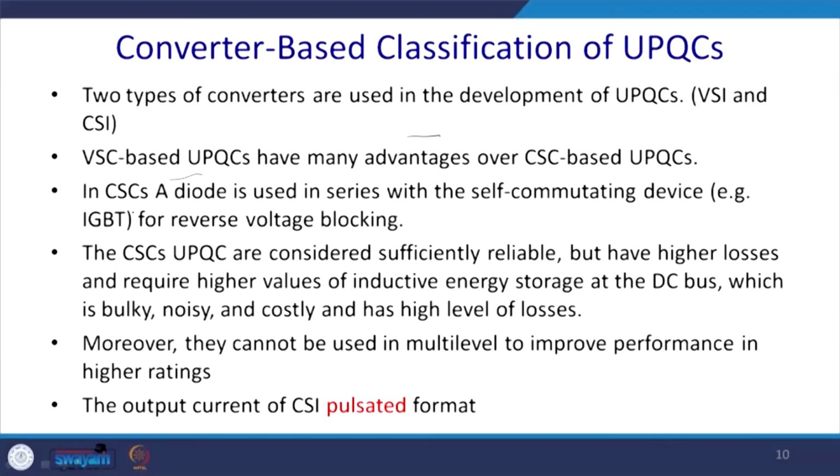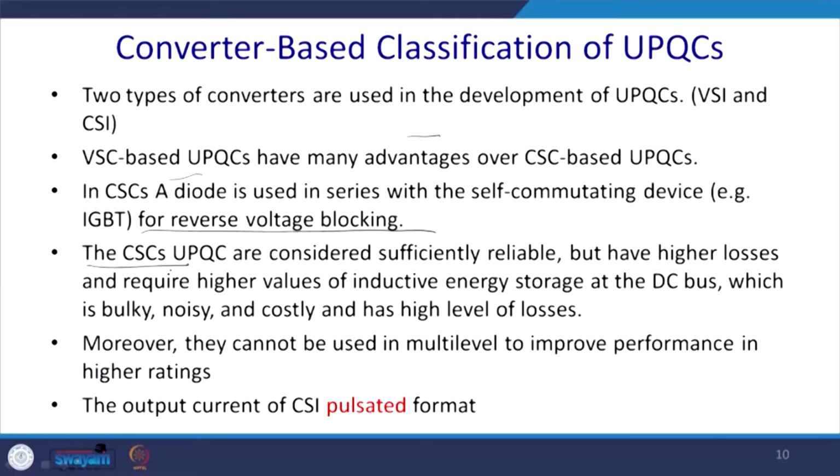In the case of the current source, a diode is used in series with the self-commutating devices such as IGBT, and we require reverse blocking voltage. So that adds to the cost. It is not needed in the voltage case, because an IGBT generally has an anti-parallel diode. So the bidirectional current operation required in a VSC, voltage source converter, is automatically provided.